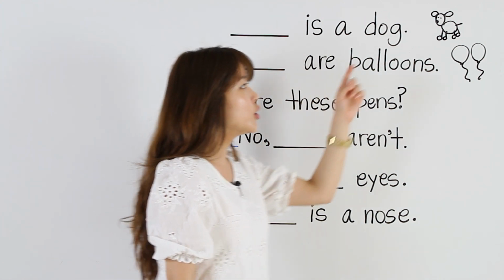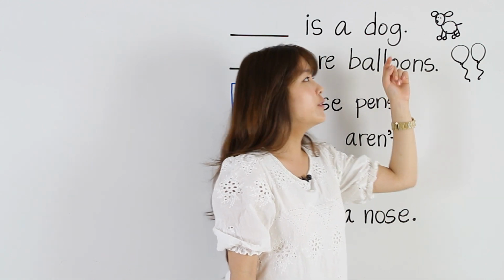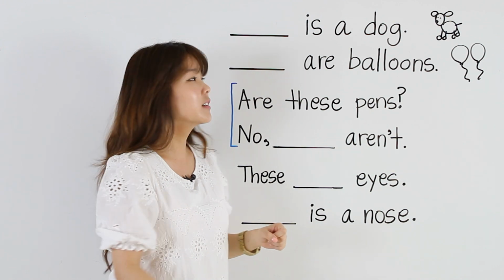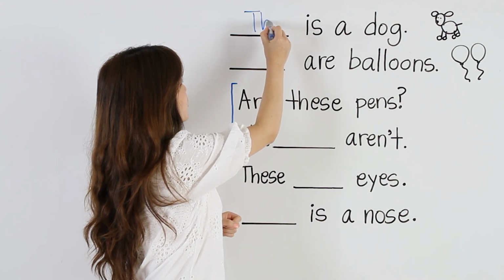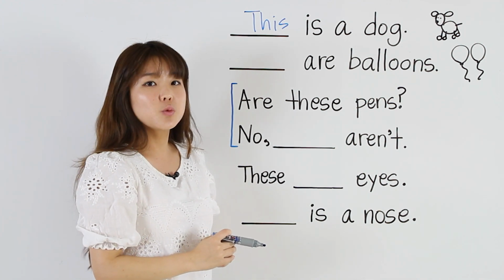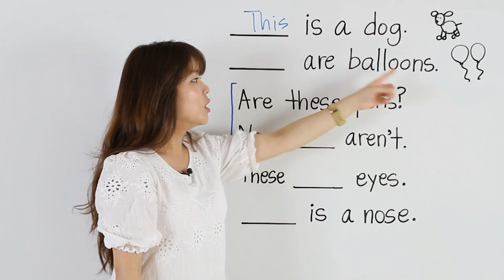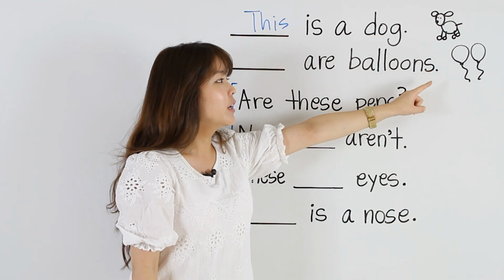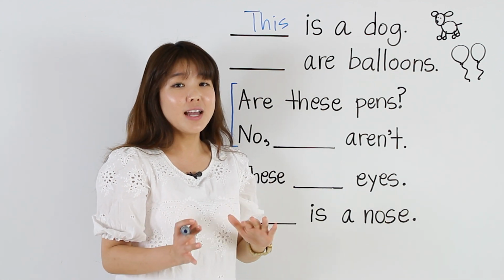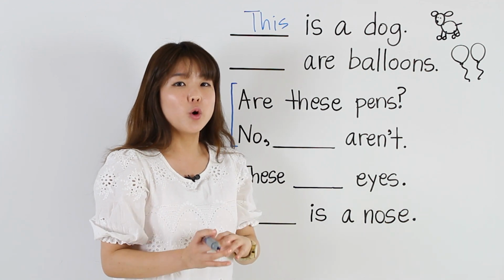If it's close, I say, this is a dog. If it's far away, I say, that is a dog. So I'm going to write this. Okay, the next one says, are balloons. Are balloons with an S. There's more than one. So can we use this or that? No. We have to use these or those.